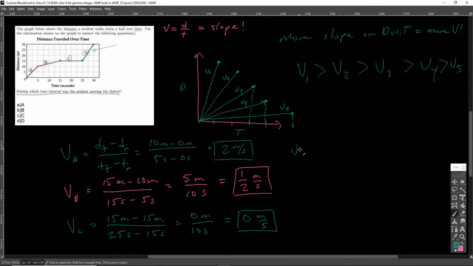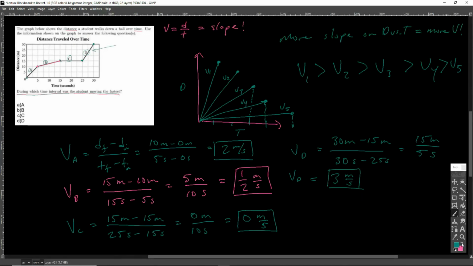Now let's look at VD, the velocity in section D. Well, we need to take the distance at the final point, which is 30 meters, and then subtract the distance at the initial point. Find the initial point, then go over 15 meters. Now, what's the time here? The time is going to be really low because I know we're going to have a large velocity. So 30 seconds minus 25 seconds. 30 minus 15 is 15 meters. 30 minus 25 is 5. And you have 15 over 5, so VD is 3 meters per second.